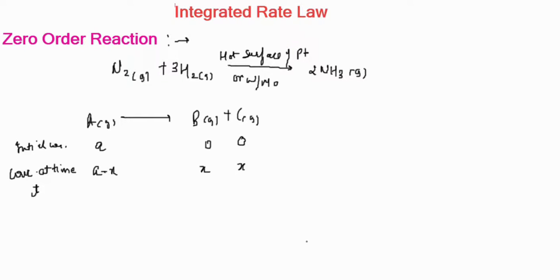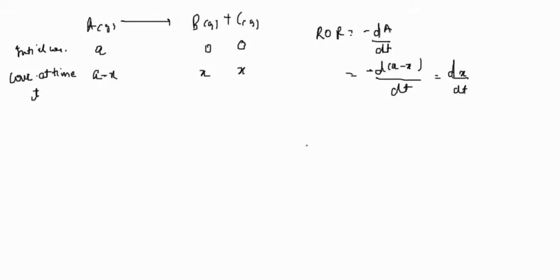So we know the rate of the reaction is known as minus dA by dt. What is the value of A? The value of A is a minus x, so minus d(a minus x) by dt comes out to be dx by dt. So the rate of the reaction comes out to be dx by dt.